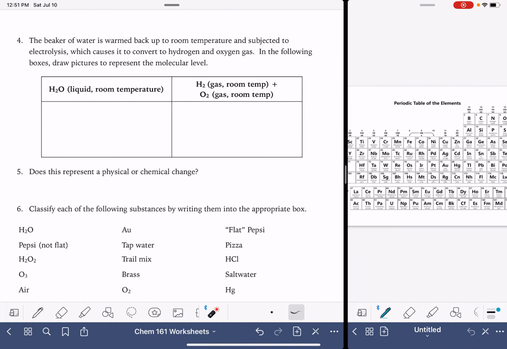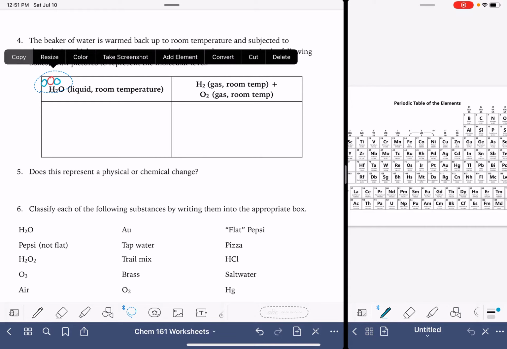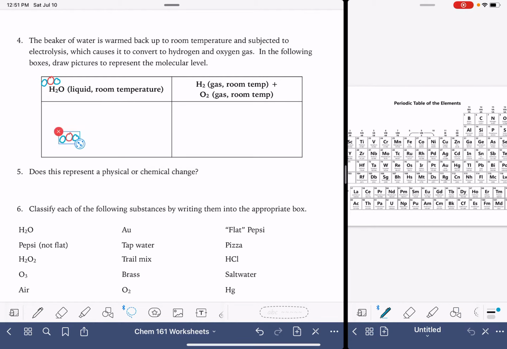Here's another pretty similar problem. This is telling us we have this liquid water and we're converting it into hydrogen gas and oxygen gas. I'm going to try to make my drawing a little bit better this time. So for this, I'm going to use red and blue circles to represent my water molecule. The blue circles are the hydrogen atoms, and the red circle is the oxygen. And I'm going to use this technology to put a whole bunch of water molecules in here.